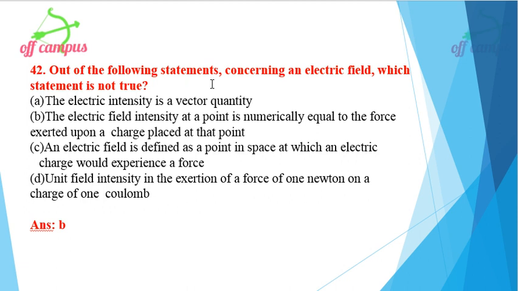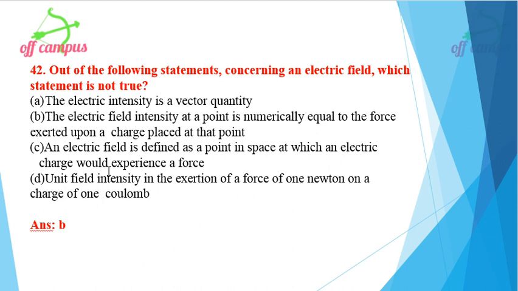Out of the following statements concerning an electric field, which statement is not true? Let's see the statements one by one. The electric intensity is a vector quantity. Yes, it is a vector quantity alone. But the question asks which statement is not true, so we need to identify the false statement. This one is a true statement. Then, electric field intensity at a point is numerically equal to the force exerted upon a charge placed at that point. It is not correct.